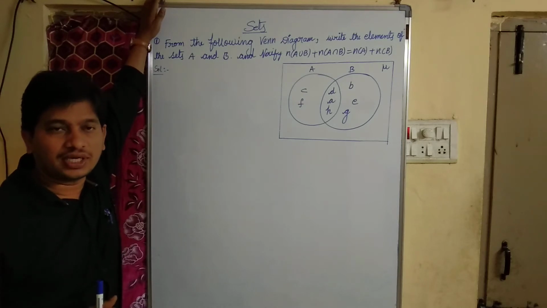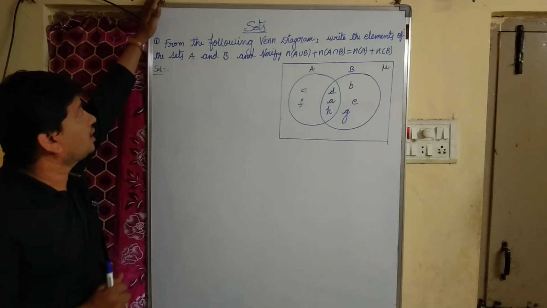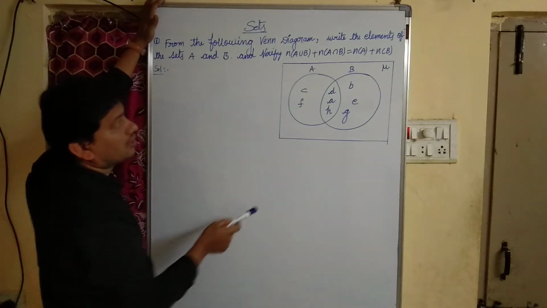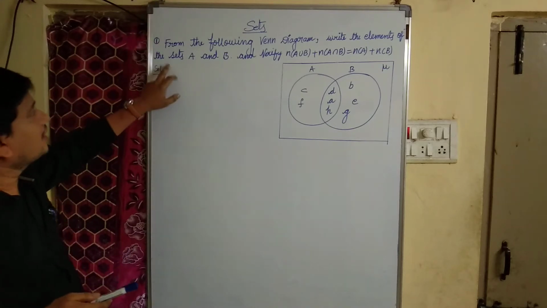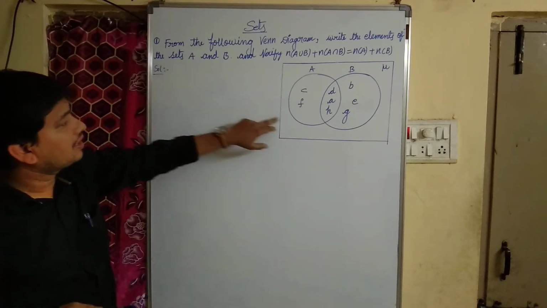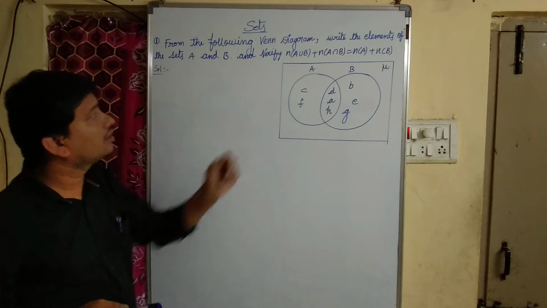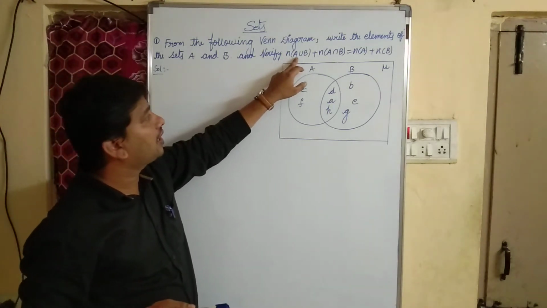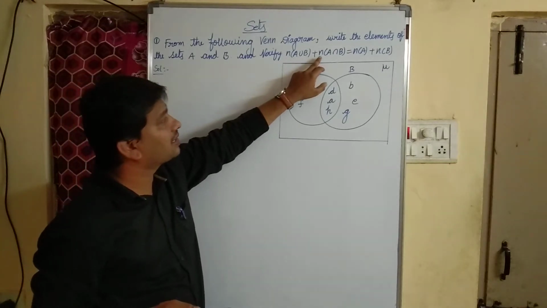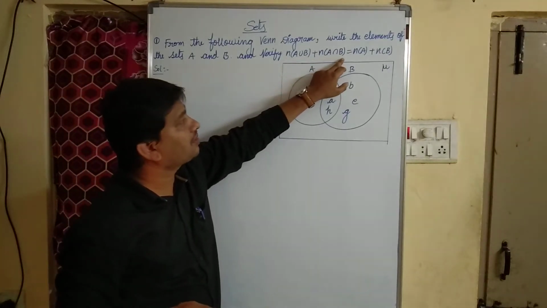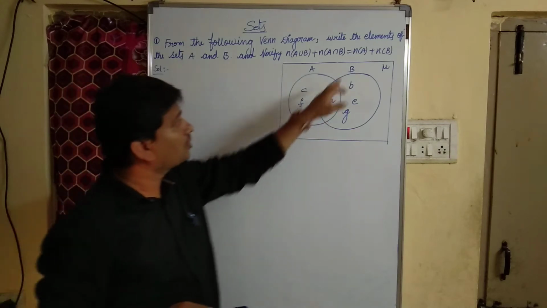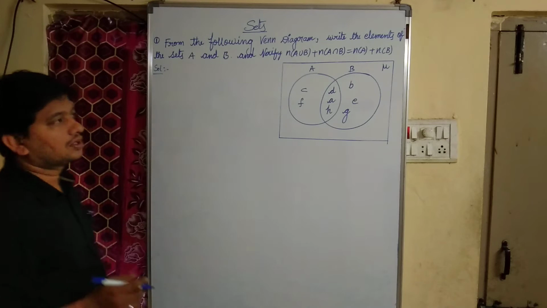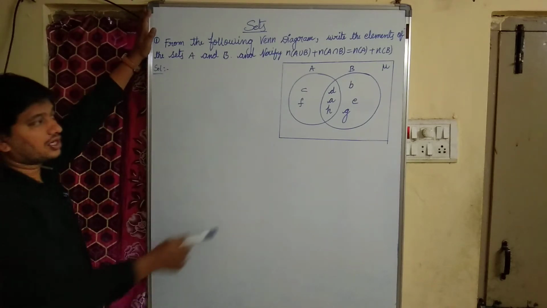from the sets chapter. In that, from the following Venn diagram, write the elements of set A and B and verify n of A union B plus n of A intersection B equals n of A plus n of B. Try to understand the question. This is called our Venn diagram.